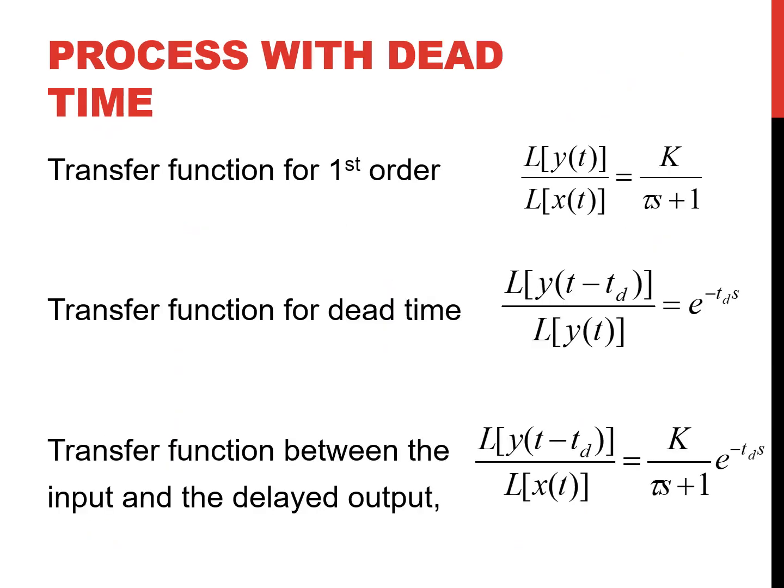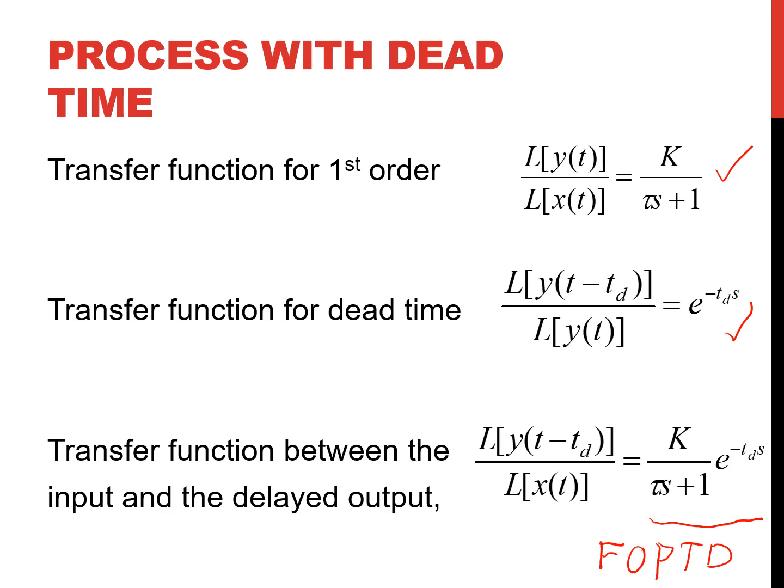So for the process without the time delay, this is your transfer function. And for the dead time, usually this is the transfer function for the time delay, exponent negative TD S. If we combine both, you just multiply the first order transfer function and the dead time, and it becomes this. This is what we call first order plus time delay, FOPTD.